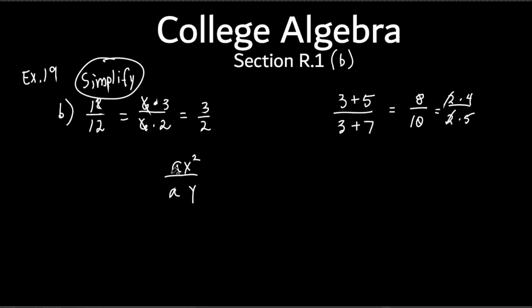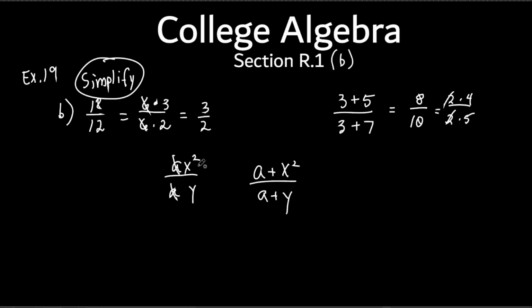That's the key. If they're being multiplied, then you can cancel out. If I had a plus x squared over a plus y, you could not cancel out the a's. Again, it's a common mistake that students make.